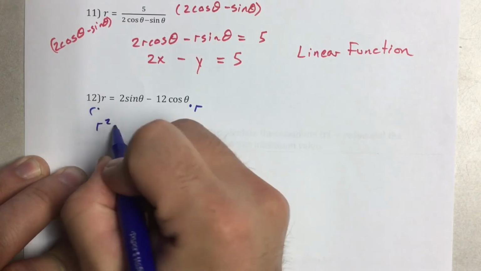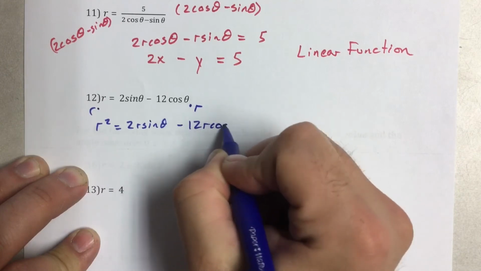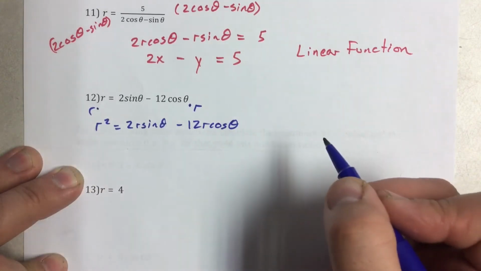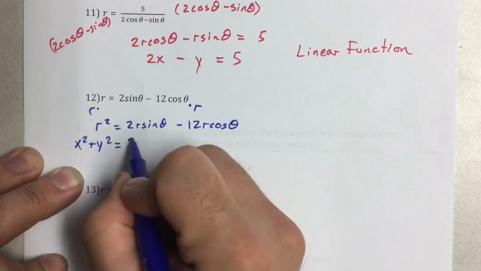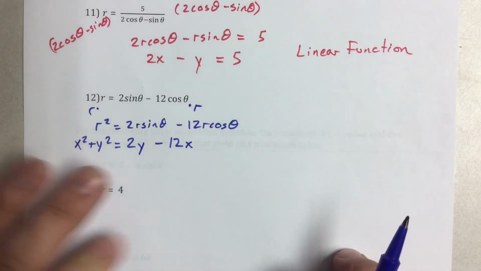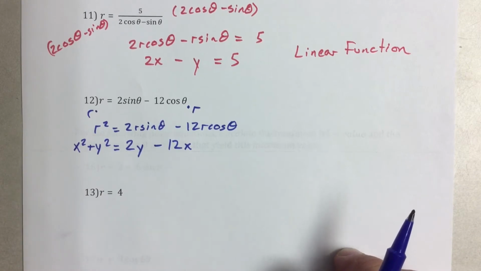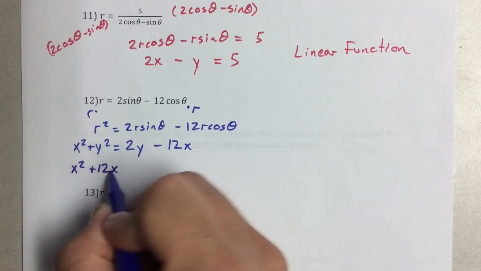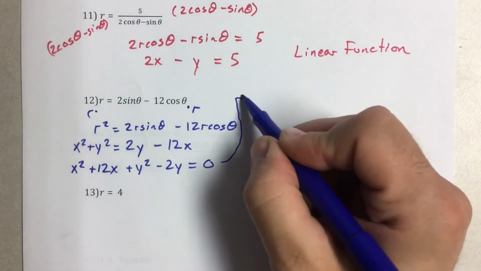So we get r squared, which is good. We get 2r sine theta and 12r cosine theta, which is perfect. Okay? That would mean that, I'm going to go ahead and substitute our terms in, we get x squared plus y squared equals 2y minus 12x. Now we're into completing the square. So you move everything to one side, that gives us x squared plus 12x, and then y squared minus 2y equals 0.